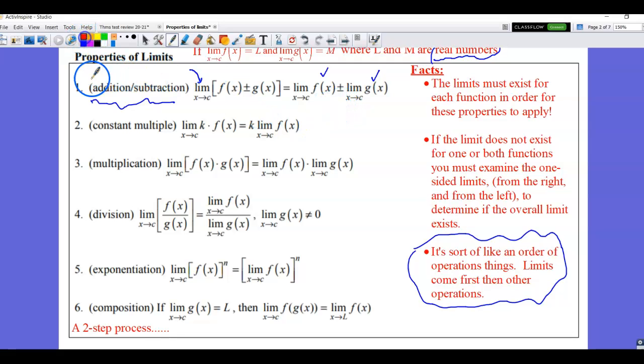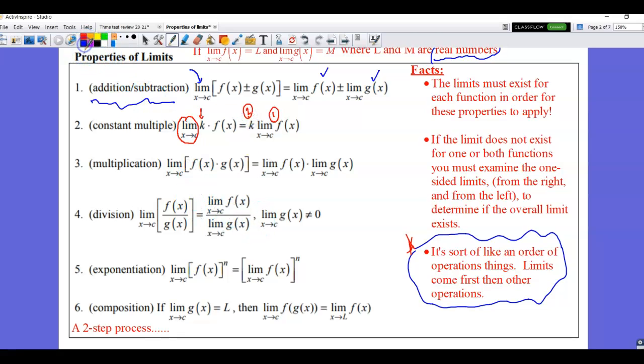The second property says if you have a constant multiple, in other words, I'm finding the limit as x approaches c of a number k being multiplied by a function. So k is a constant. Instead, what we can do first, as I said, think order of operations right here. We're going to find the limit first of the function as x approaches c. So we're going to do that first. And then secondly, we're going to multiply by the constant.